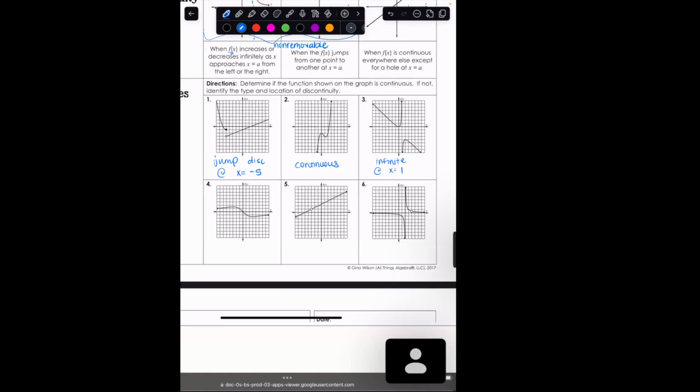All right, I'm gonna give you 4 because that's an easy one. 4 is continuous as well. No holes, no jumps, no breaks, no asymptotes. What about 5?